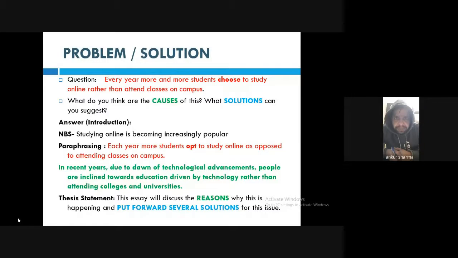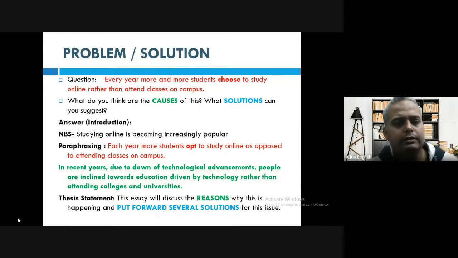In recent years, due to the dawn of technological advancement, people are inclined toward education driven by technology rather than attending colleges and universities. Yes. So what is this? So it is like a neutral background statement. It is paraphrasing. Oh, okay. Fine. Yes. Sorry, sir. So it is like the thesis statement you have written that, okay, this essay will further discuss the reasons.